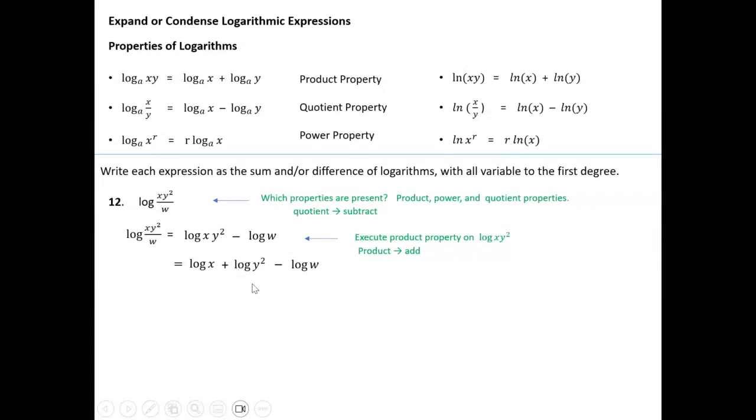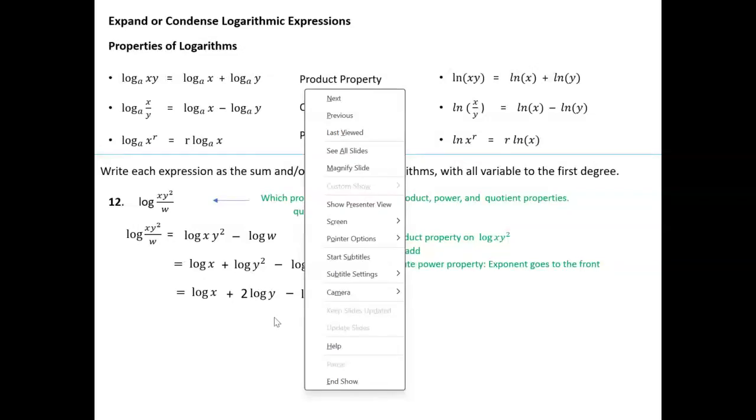Now the exponent must go to the front, so we're going to execute the power property. The 2 will go to the front. And this is the simplified expression of log of x y squared divided by w. So this is your solution here, guys.